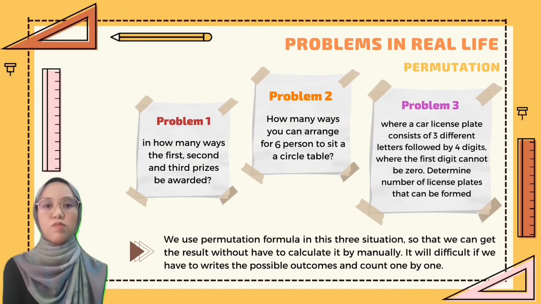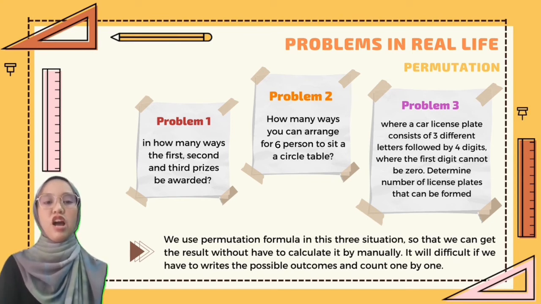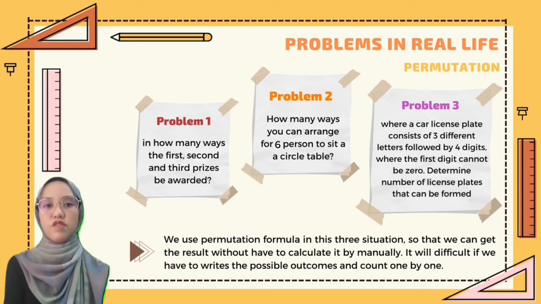As an example of permutation in a real-life problem, we can look at problem number 1. We can see in problem number 1, with various member groups, we can use a permutation to find how many possible ways the top 3 rankings can be determined. For example, problems 2 and 3 involve how to arrange people to sit at a table and the number of license plates that can be formed.